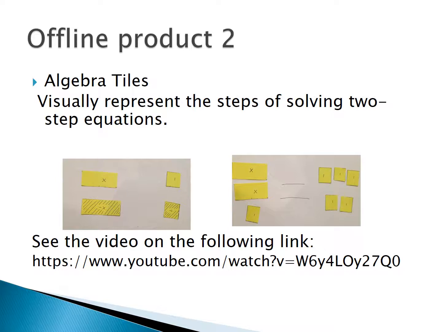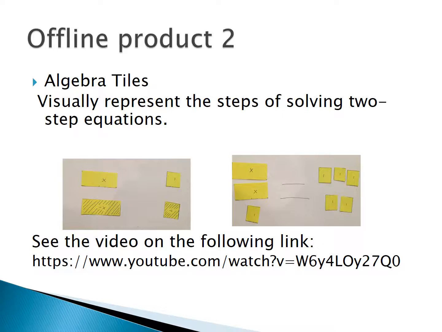And my second offline product is algebra tiles. Algebra tiles visually represent the steps of solving 2-step equations. So they are concrete, and they represent the abstract. And I just put the pictures of algebra tiles I made. So if it is positive, it is not shaded. If it is negative, it is shaded with lines. This right picture represents 2x plus 1 equals 5.